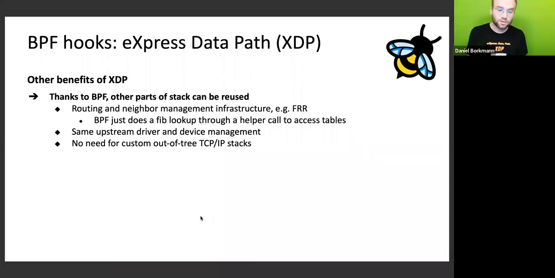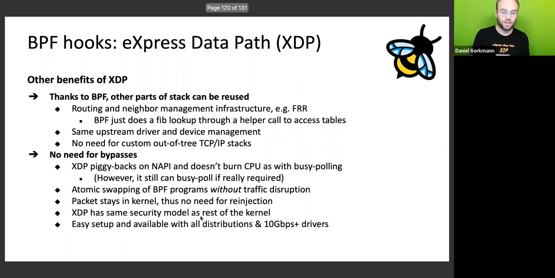There are also other benefits to XDP, because thanks to BPF, other parts of the stack can be reused. So they are not bypassed, but you can reuse your FRR for routing, for neighbor management, and BPF just does a FIB lookup into the kernel routing table to see where to send the packet to, right? So it can access kernel infrastructure that already exists from the BPF program. Then you also reuse the same drivers. So they're upstream drivers, and you can reuse all the device management that you have with iproute2 and other tooling. You don't need an ethtool replacement. There's nothing that needs to be recreated or reinvented. And there's also no need for custom out-of-tree TCP/IP stacks, right? Because it's just there. You can just push the packet up to the stack. And then again, there's no need for actual bypass.